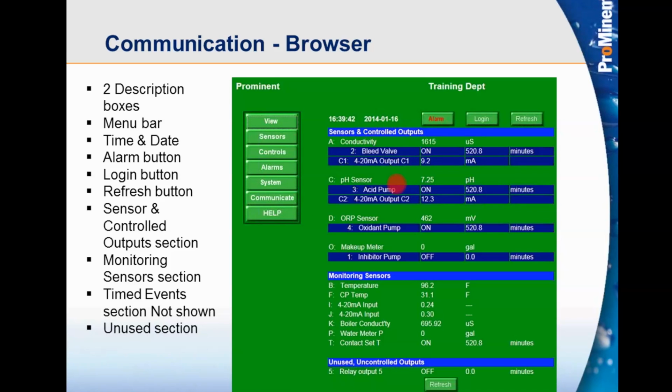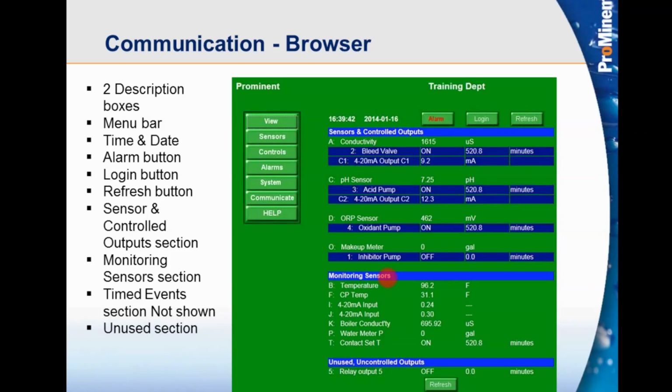The next item we had was a pH sensor, and it's apparently controlling an acid pump, and we are also using a 4 to 20 milliamp output card to send the pH signal to perhaps a DCS or a chart recorder. Next, we have an ORP sensor controlling an oxidant pump, and we didn't choose to put a 4 to 20 output on this particular item, so there's none here. Perhaps you have a makeup meter running an inhibitor pump, and so you can see we've grouped together any relay that's being programmed by a sensor. That makes it easy to look through the menu and see how things are going.